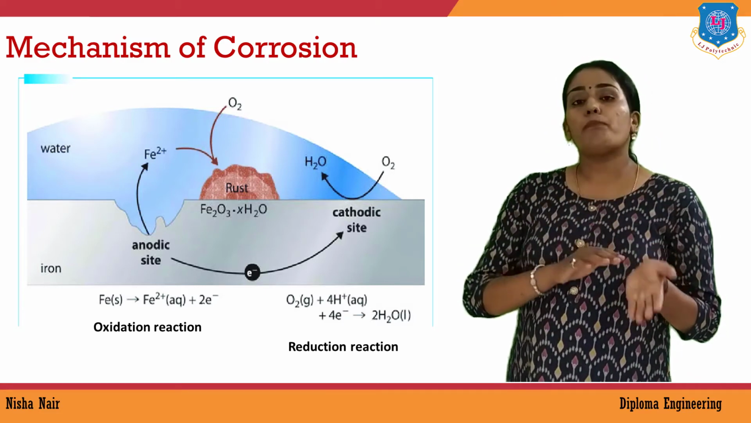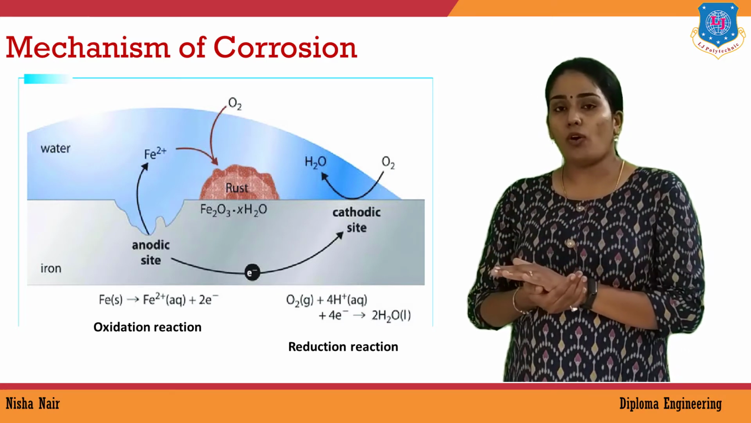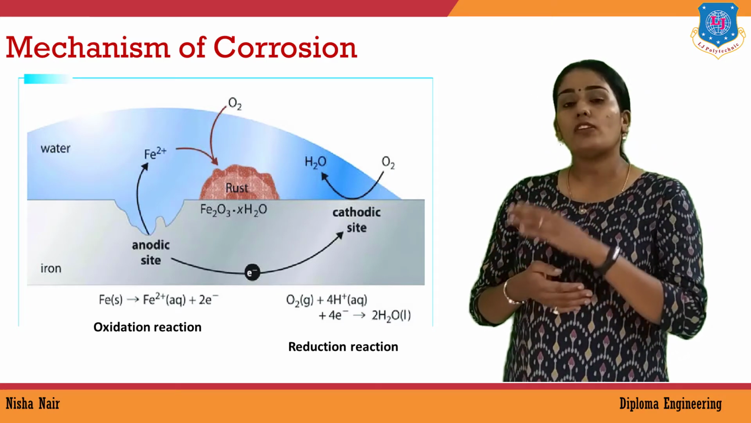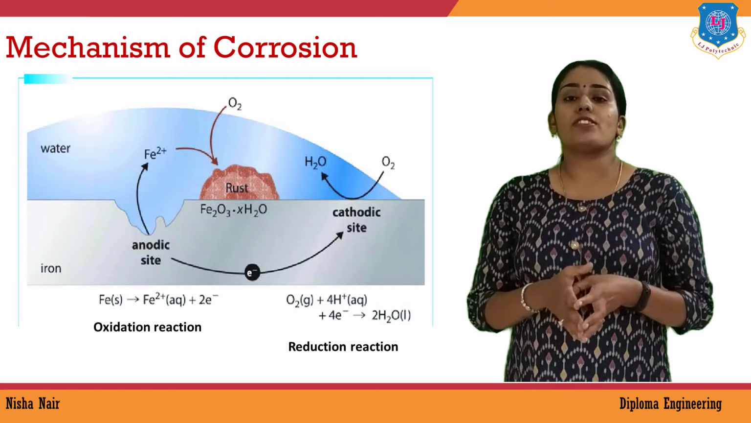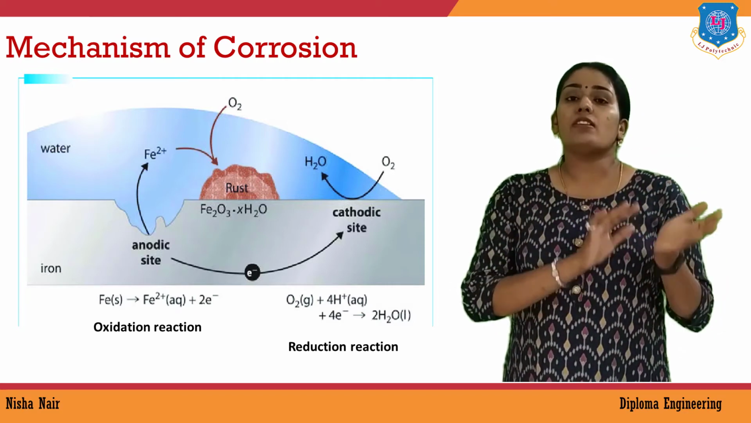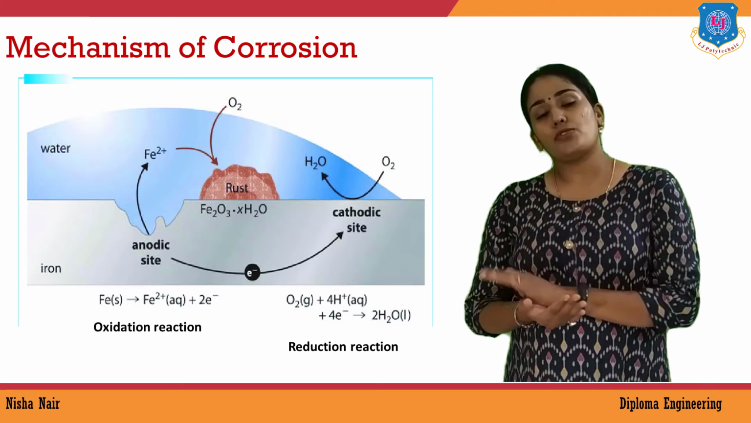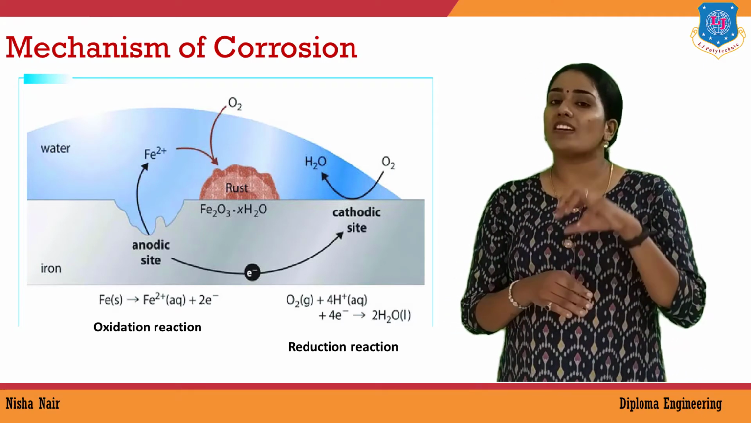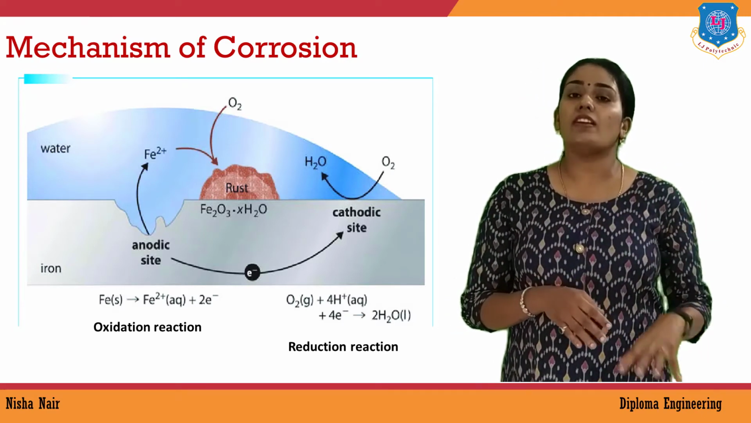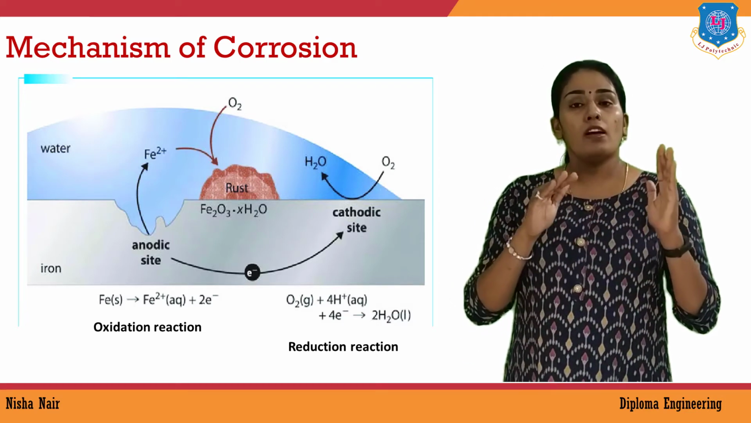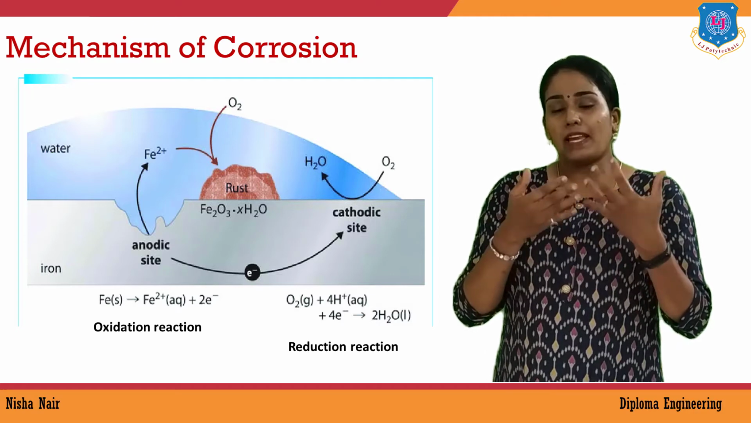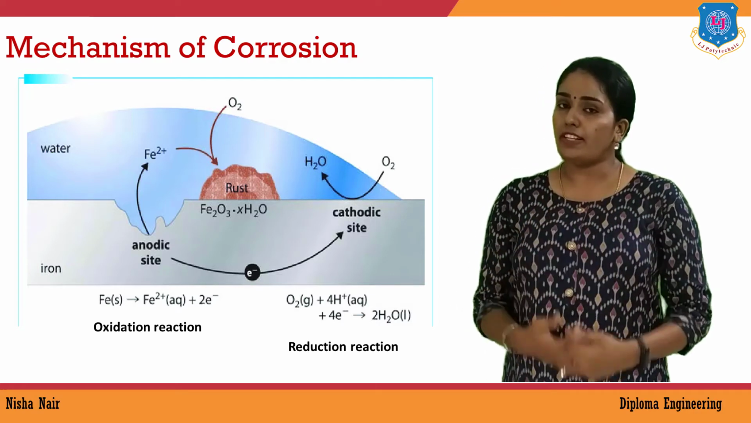So metal from pure form gets into the oxide form. This metallic oxide loses all its properties. Corrosion means rusting of metal, meaning the pure form of metal is converted into an oxide form. So oxidation reaction takes place on the metal and reduction takes place on the oxygen side. So this is the mechanism of how corrosion takes place.